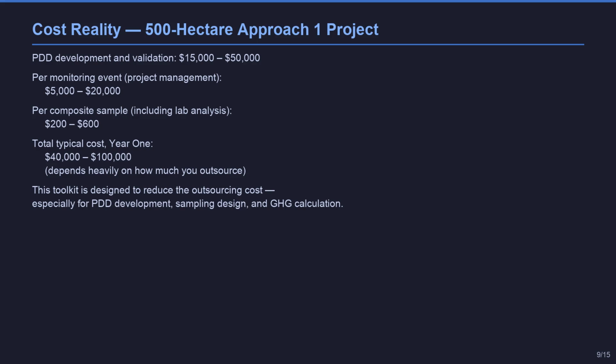On cost, for a 500-hectare approach 1 project, budget approximately $15,000 to $50,000 for PDD development and validation. $5,000 to $20,000 per monitoring event for project management. $200 to $600 per composite sample, including lab analysis. Total typical cost in year 1, $40,000 to $100,000, depending on how much you outsource.